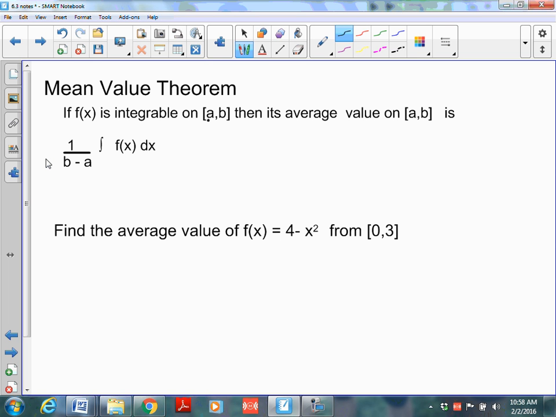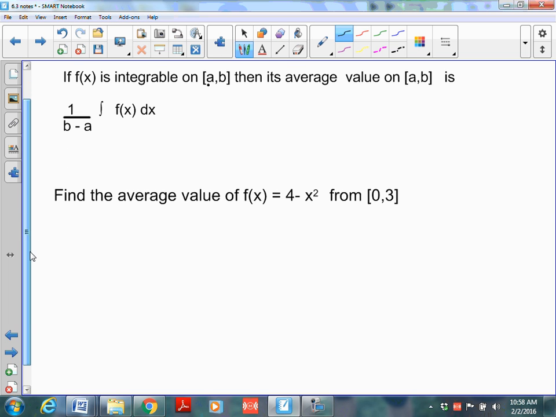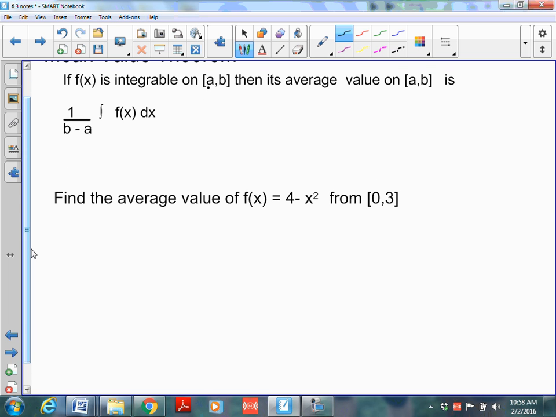The mean value theorem, and here's the definition. If f of x is integrable on a and b, then its average value on a and b is 1 divided by b minus a times the integral of f of x dx. So, on page 291 is this problem right here.